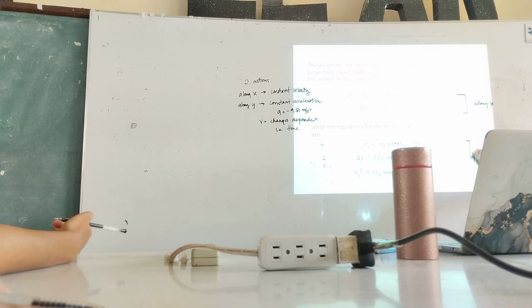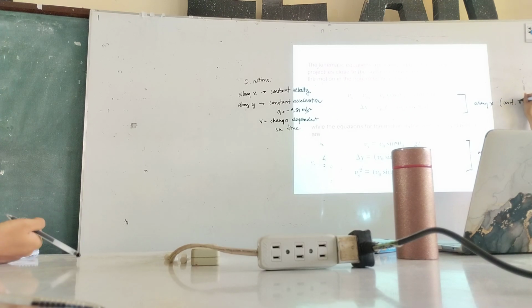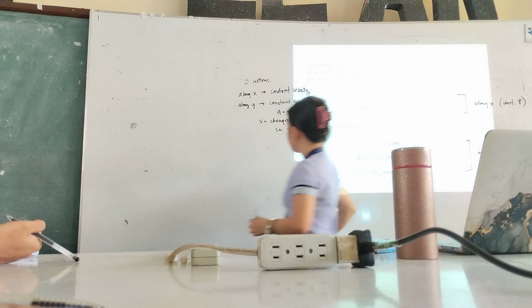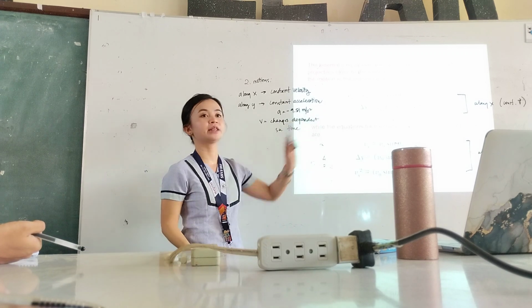And this one is along Y. So for along X, again, you have constant V. And for along Y, you have constant acceleration. So you have this equation, take note.